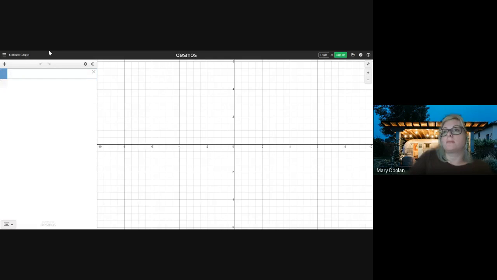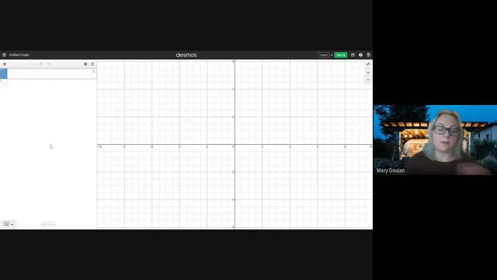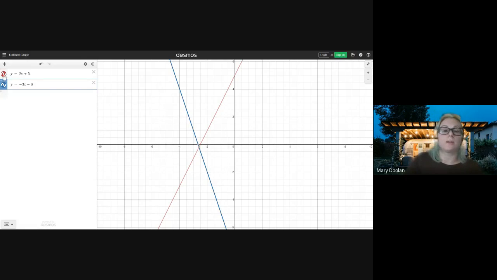If you just type in Desmos and go to the website like this, you'd come up to a page like this. So if you want to get to the graphing calculator, you just have to click graphing calculator. And so you can type in an equation like y equals 2x plus 5, and it graphs it for you. If you wanted to have two equations, y equals -3x minus 8, it'll do another equation for you in another color. Notice that the red matches up with the red line, and the blue matches up with the blue line.